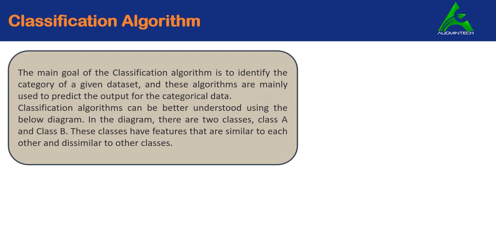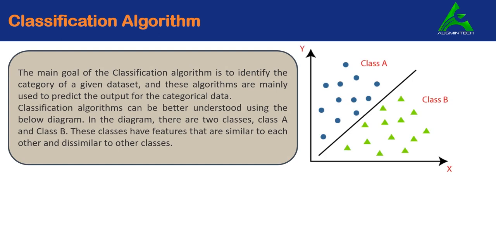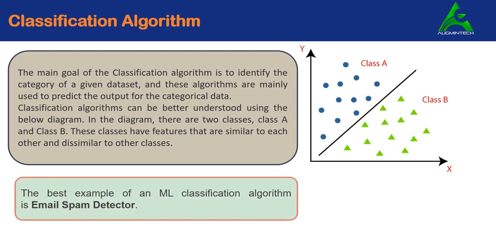Classification algorithms can be better understood using the below diagram. In the diagram, there are two classes, class A and class B. These classes are features that are similar to each other and dissimilar to other classes. Here we have class A, class B, representing the respective features.